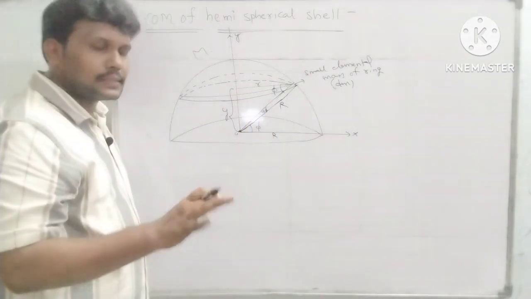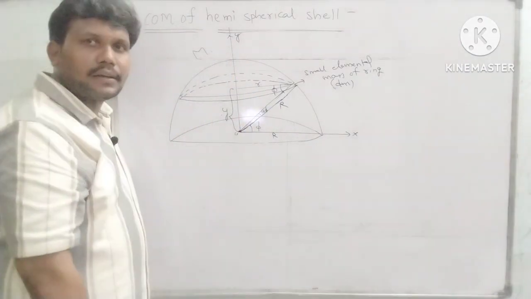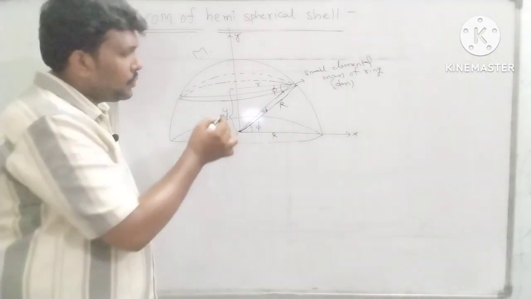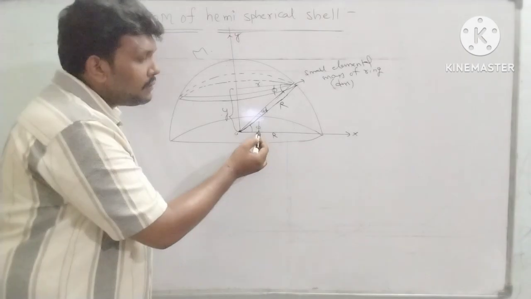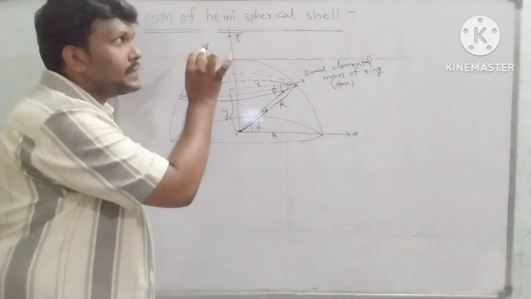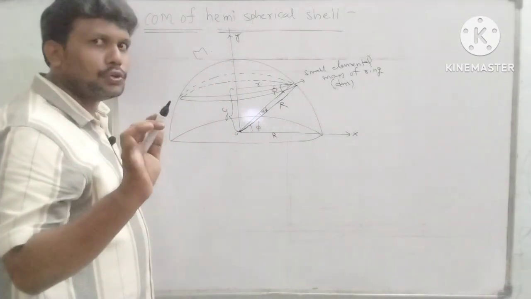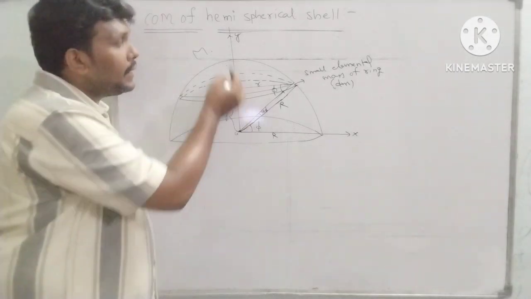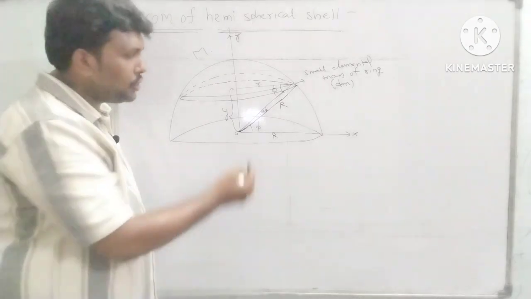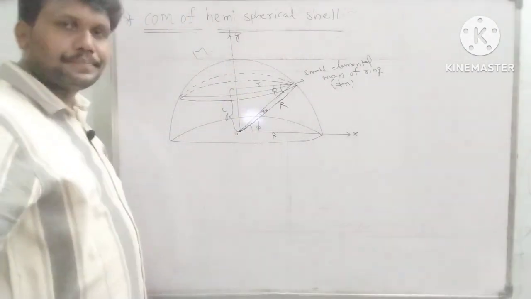In case you take this small elemental mass at the top of the hemispherical shell, what will happen then? This r will become 0, y will become capital R, phi will become 90. It means the angle phi is changing in this hemispherical shell from 0 to phi by 2, at 90 degrees. It is changing from 0 to 90. Clear? The angle phi is changing from 0 to 90. Right.